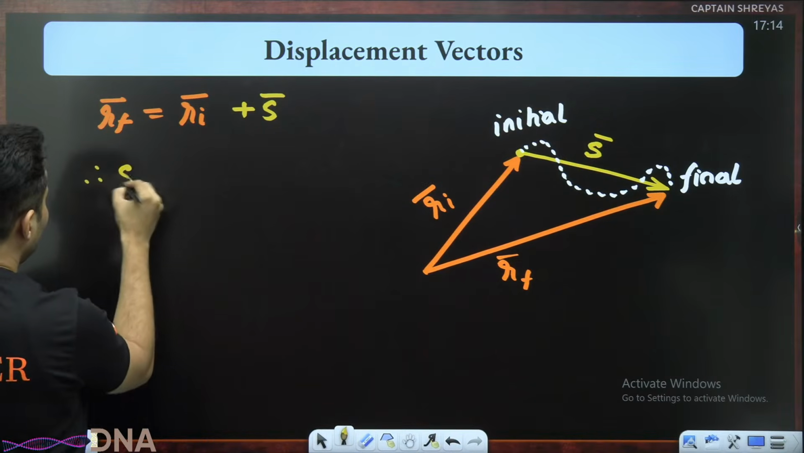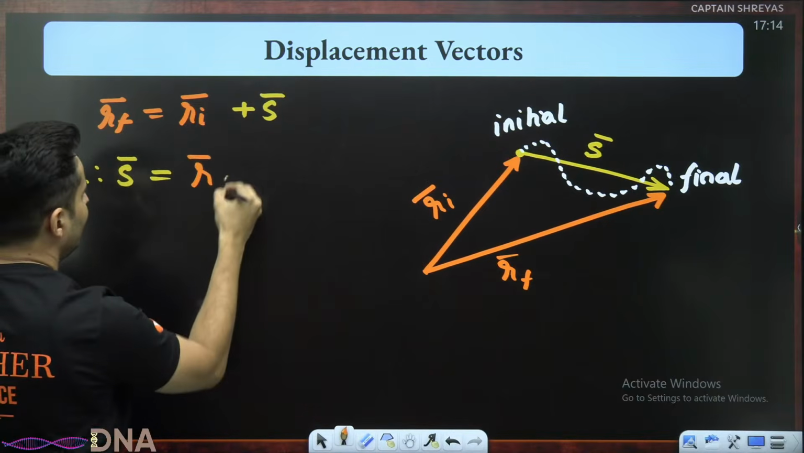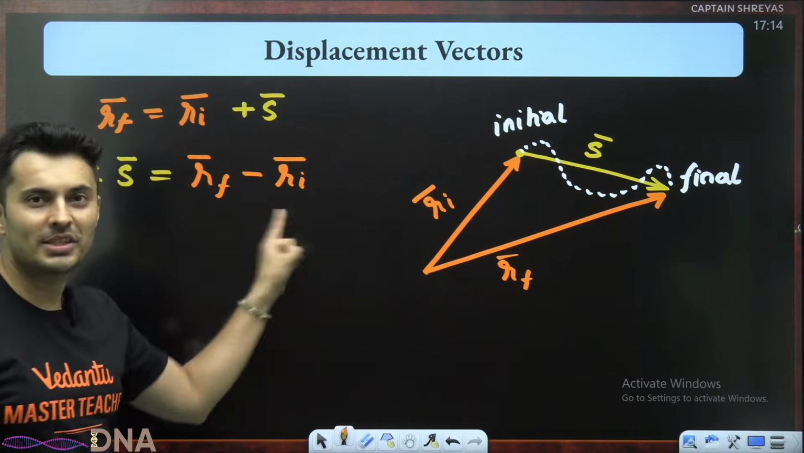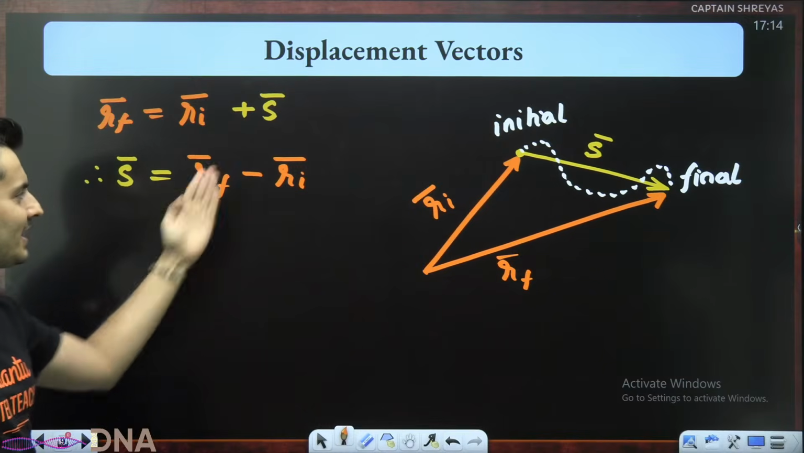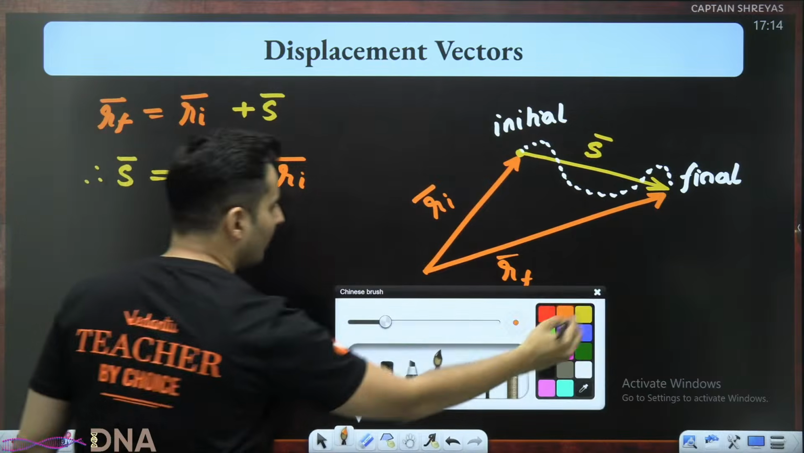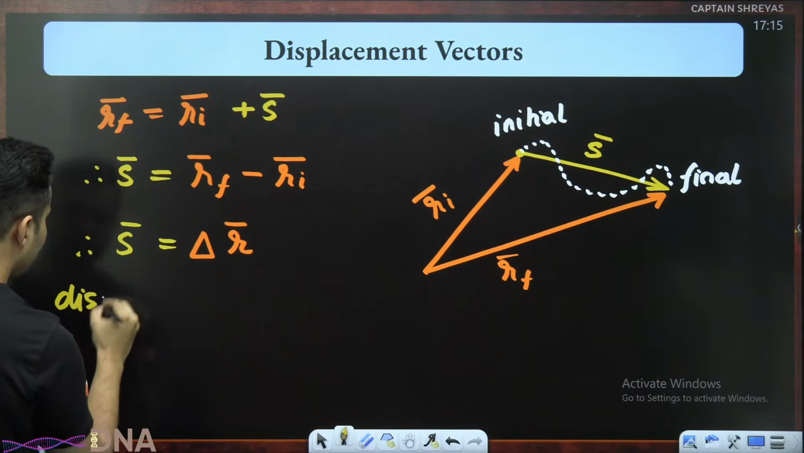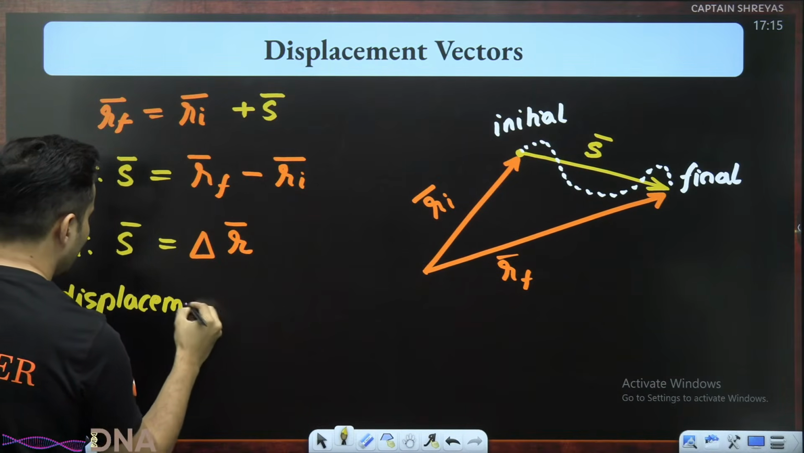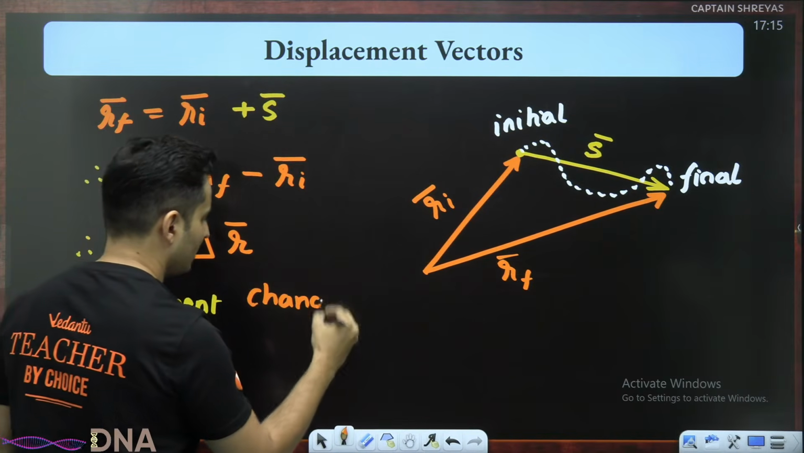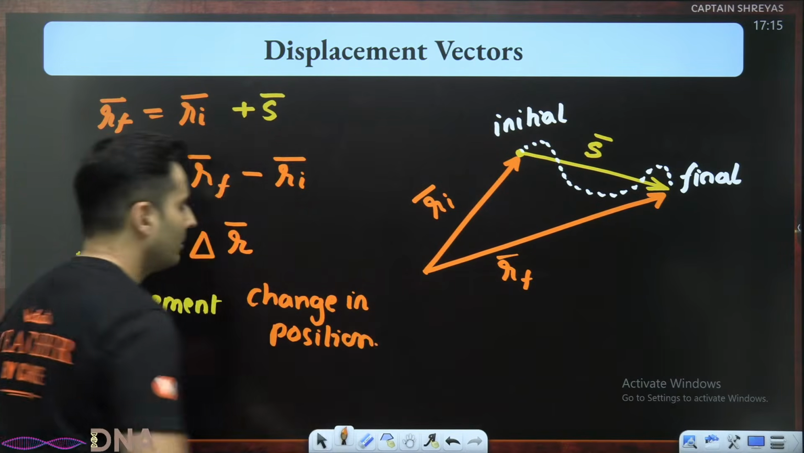Therefore displacement will be, take Ri on the other side, Rf minus Ri. It is the difference of the positions. It is the change. Difference is change. So hence, often you will see the symbol delta R over here. Displacement is nothing but the change. Delta is nothing but change in the position. The change in the position.